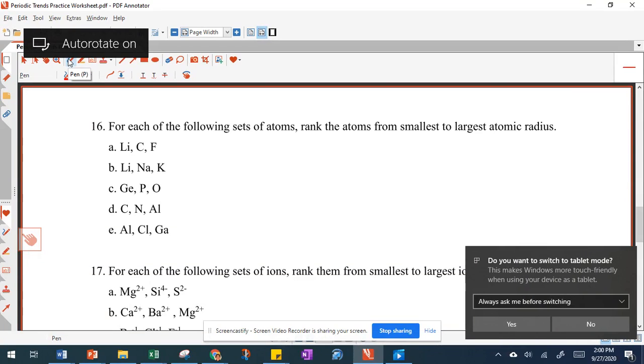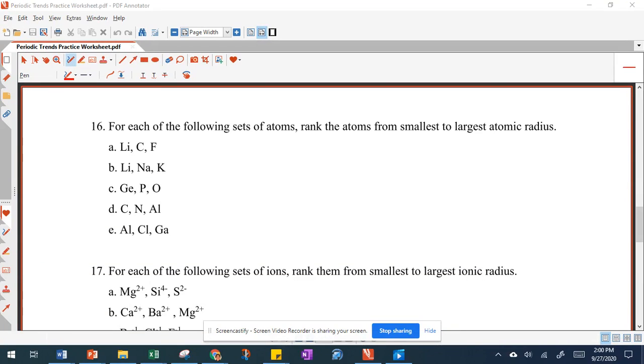Okay, so let's practice just ranking elements based on their atomic radius from smallest to largest. So I want you guys to try these problems here in number 16 on the sheet I pulled up and try to rank those elements from the smallest to largest. So try that first, and we'll pause this, and then we'll go over the answers.